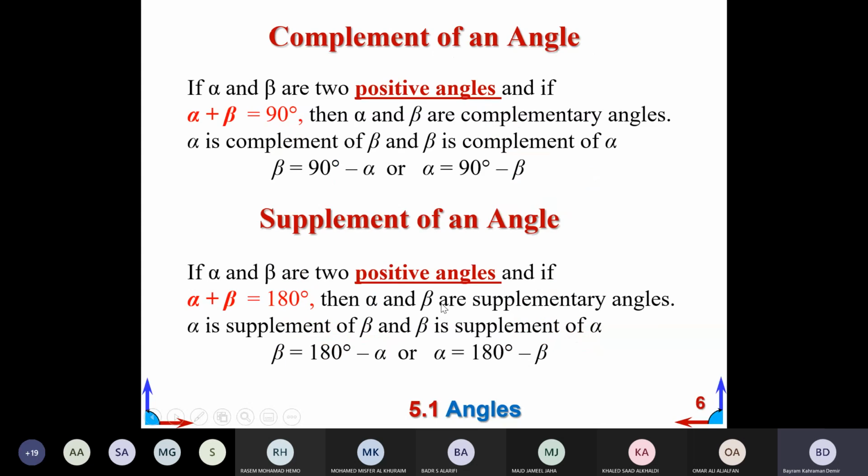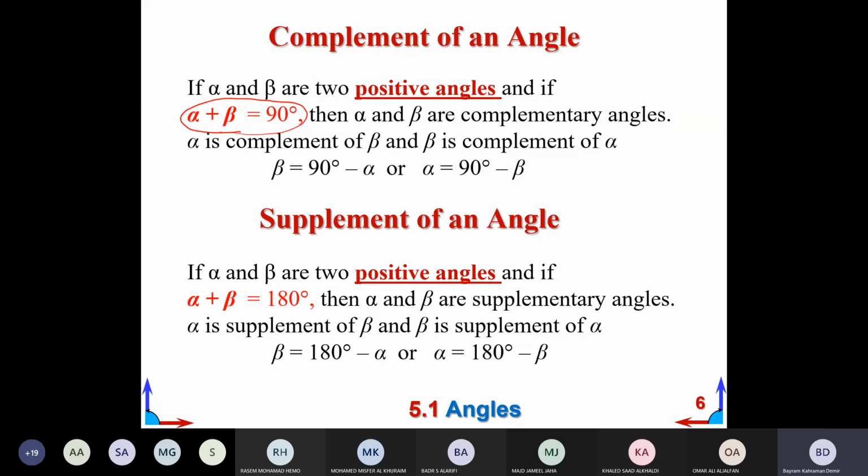Now we have other names: complement of an angle and supplement of an angle. What does it mean? We have two positive angles, alpha and beta, and the sum of them is 90 degrees. Alpha plus beta is 90 degrees. Then we say they are complementary angles, so one is the complement of the other. Like 50 plus 40, for example, is 90 degrees. So 50 is the complement of 40, and 40 is the complement of 50. Or 60 plus 30.